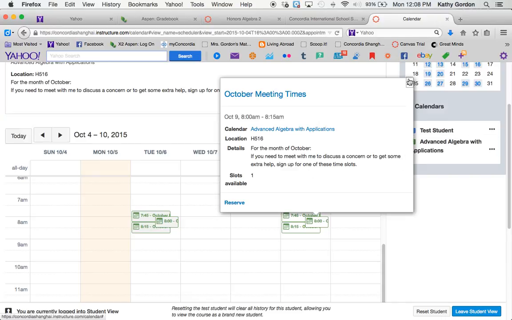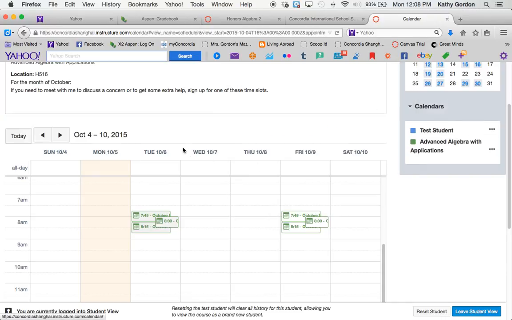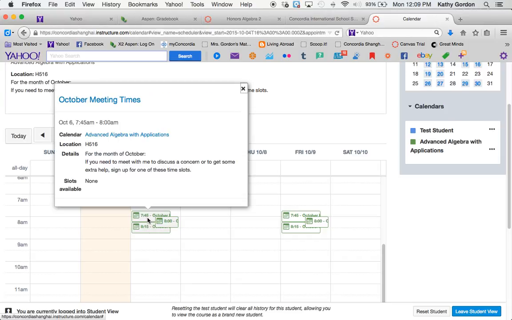You might notice here that it looks like the boxes over here are a little bit grayish. That's because I've had some students who've already signed up for times for tomorrow morning already. So when it looks kind of gray, it means that time's already been taken. If you're not sure, because it's not real obvious, when you click on one, it's going to say slots available none, because somebody's already signed up for that time. Okay, and you don't have that reserve button to use.